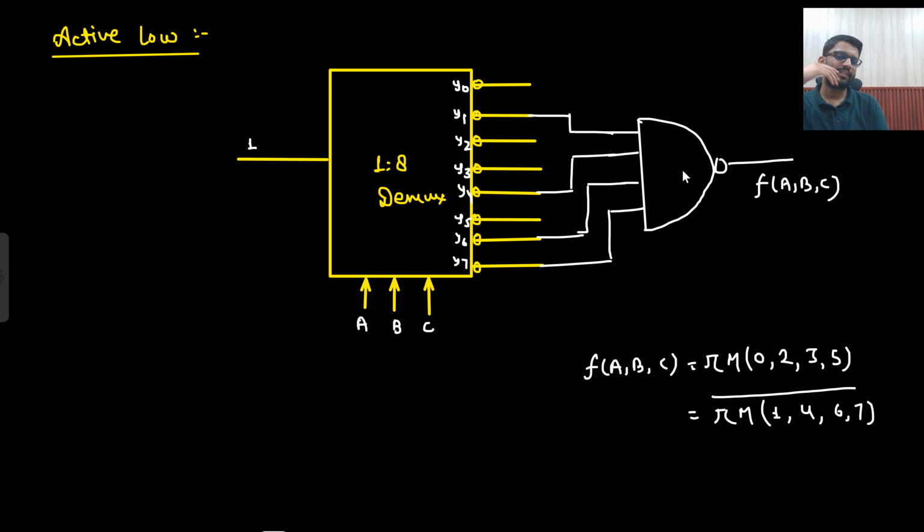Now if you need to analyze this one, what will you do? I can introduce this inverter at the input side, and these inverters will cancel each other. Then that means it is minterm y1, minterm y4, minterm y6 and minterm y7, and this is what you wanted. Minterm 1, 4, 6, 7, right? So this is how you can also analyze it. In the examination, there will be multiple ways of analyzing it. So that's it. This is about our demux.